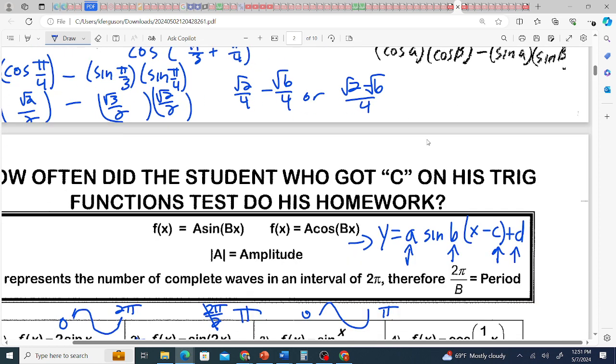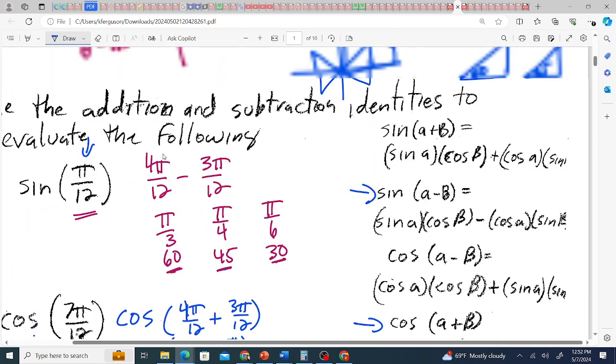Let's see. Pi over 4 minus pi over 6. Let's see, that's 12 as a common denominator. That is what? 3 pi over 12 minus 2 pi over 12. So you can use those two to do that one. So that's another way you could do that.